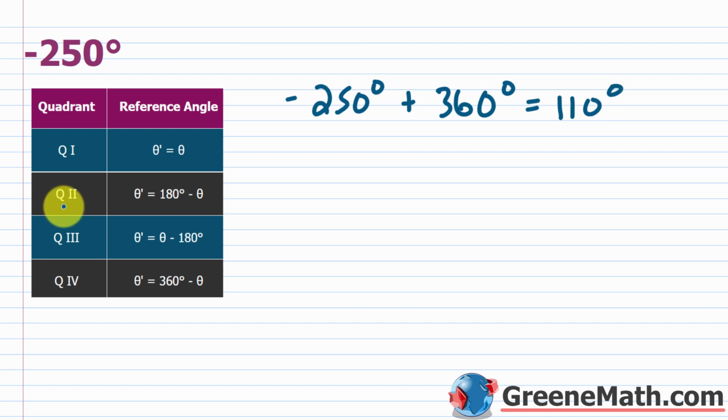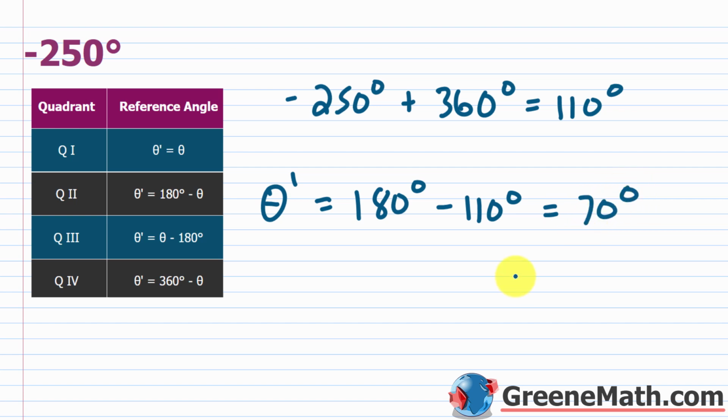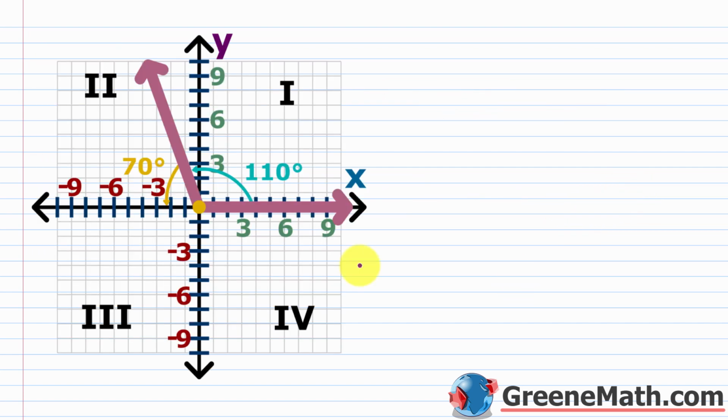That's going to be in quadrant 2. So in quadrant 2, your theta prime is equal to 180 degrees minus this 110 degrees, and that's going to give me 70 degrees. So again, if you want to look at a little sketch, we think about an angle with a measure of negative 250 degrees. We're going to show that with a clockwise rotation. So I'm going to start here and go this way. So that would be negative 250 degrees.